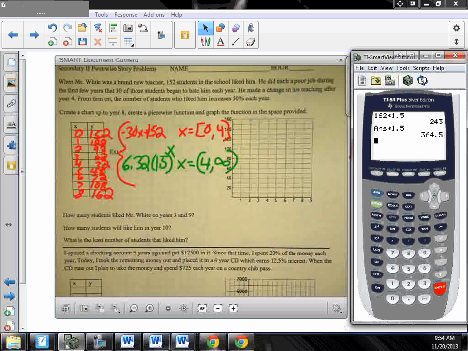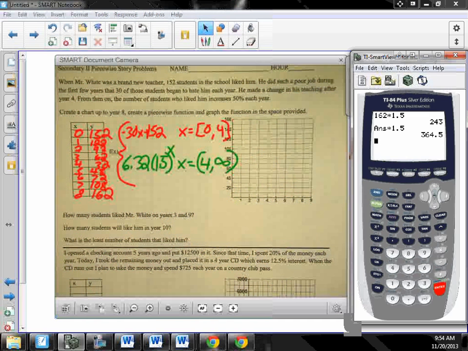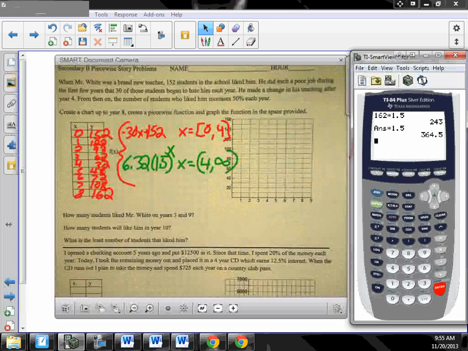No, not 364.5. 364. Right. So when you're dealing with people, you always round down. Because we don't say, hey, look, it's 3/4 of a kid. We'll count them as a whole kid. There's no such thing. You're either a kid or you're not. You're either a person or you're not. But they're still counted as one person, right? You never round up. You always round down. So how many students will there be in year 9? 364.